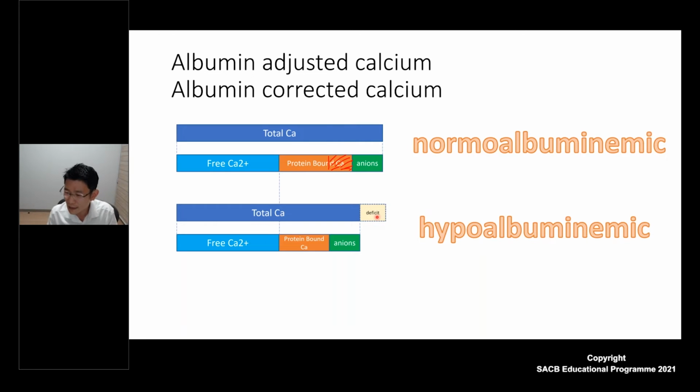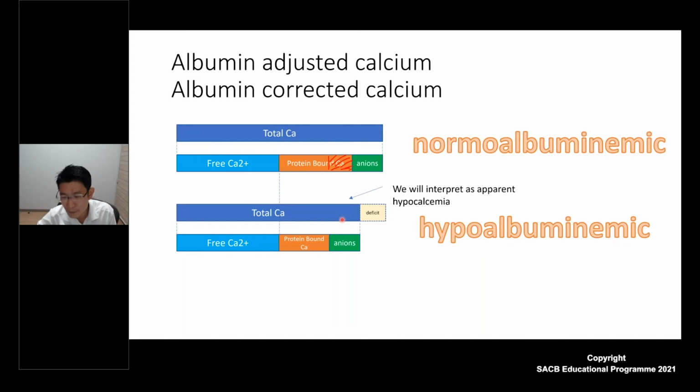And because of this apparent deficit, the clinicians may interpret this guy as having low calcium, but it's not, because the physiologically important one is just the free calcium. It's just this free calcium. It's never about this total calcium. Okay, so we interpret it as apparent hypocalcemia.